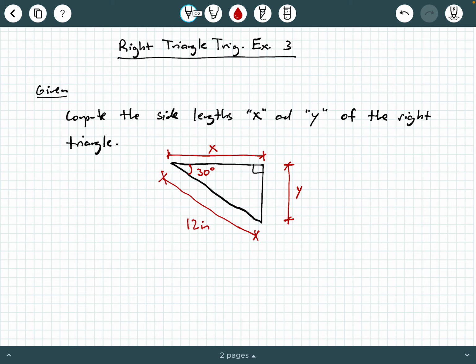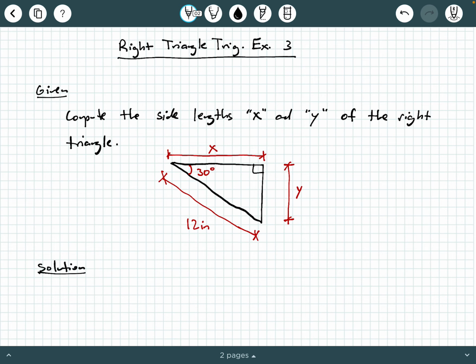Notice that we have units built in here. So what we have is a right triangle with an interior angle of 30 degrees. We have a hypotenuse length that is given to us this time, equal to 12 inches. And then we have two unknowns: an unknown vertical dimension that we're calling y and an unknown horizontal dimension that we're calling x. So let's get started with the solution.